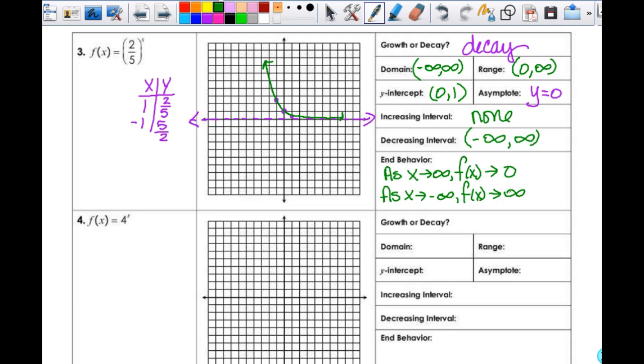Any questions? All right, so I don't think we need to do the other two that are just like this with the parent functions. I think hopefully we've got that. But we are going to talk about e.